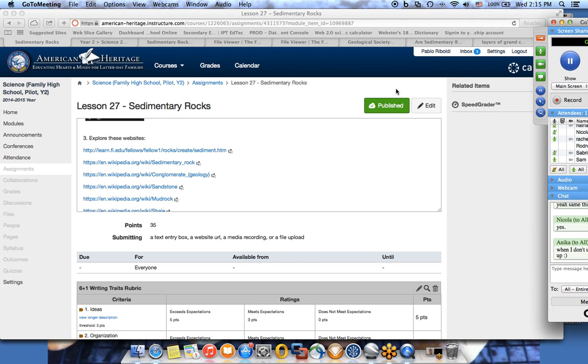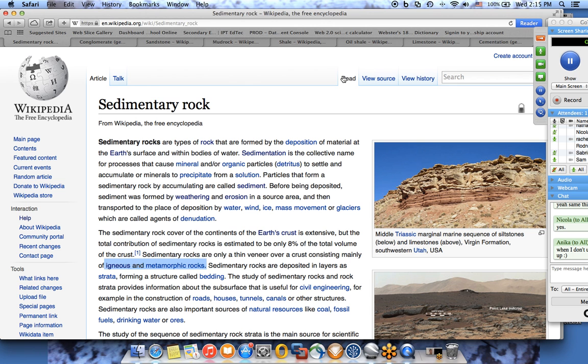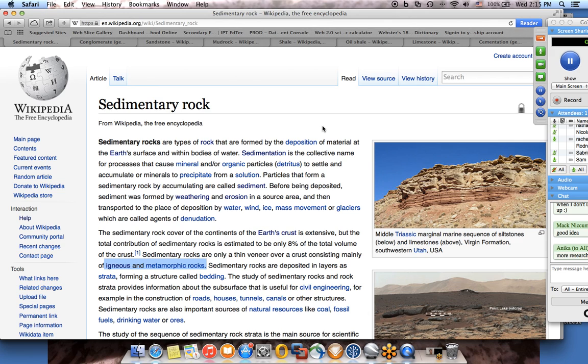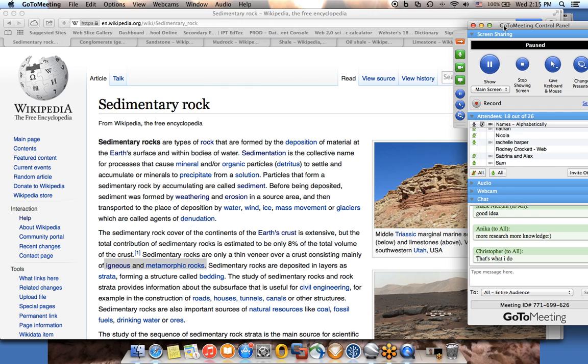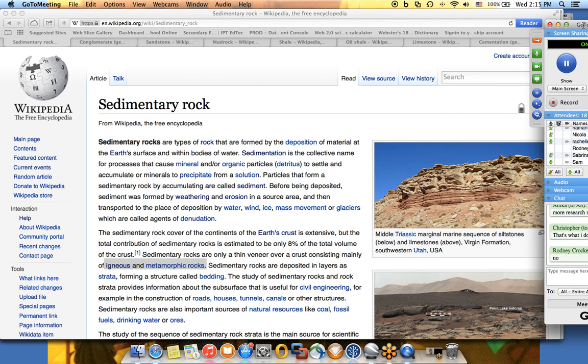So I have to tell you, when I read these articles in Wikipedia, especially many of these articles, I understand probably about 50%. Okay? Does that surprise you? Did you think that I understand everything? Okay. So Annika says more research, more knowledge. Christopher says that's what I do. Yeah. All right. So Rodney says no, you didn't think that I understood everything. No, I'm learning. I'm learning the same as you are.